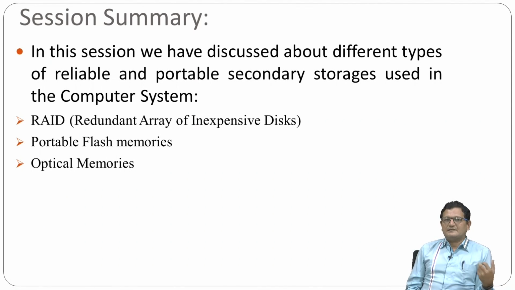Then we have seen portable flash memories. Mainly there are 2 types of flash memories. One is the memory card. Different types of cards are available in the market, which we can use in a digital camera, mobile phone or laptop kind of devices. Another most popular flash memory is the pen drive. It provides portability. And then we have discussed 3 different types of optical memories: CD-ROM, DVD, and Blu-ray disc.